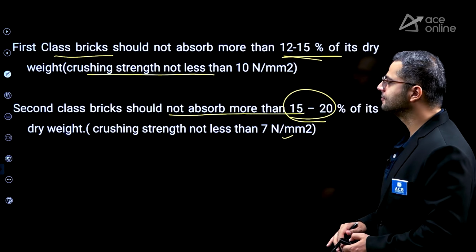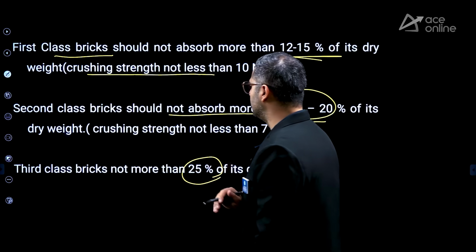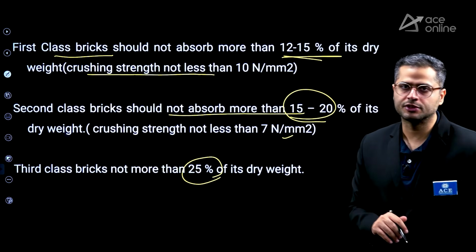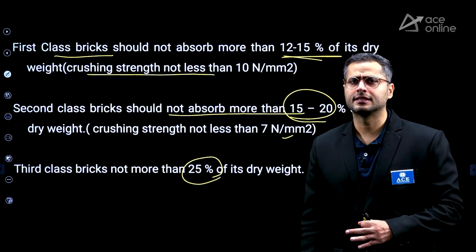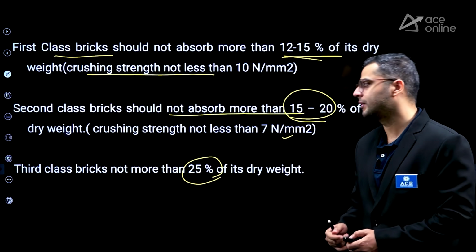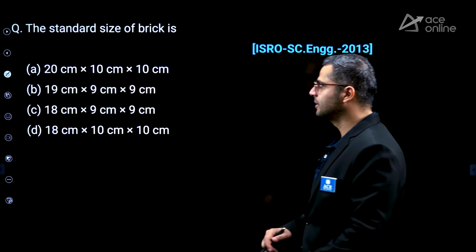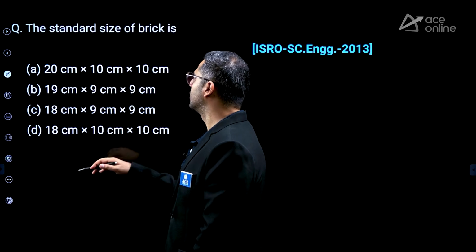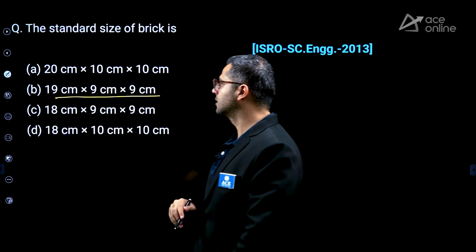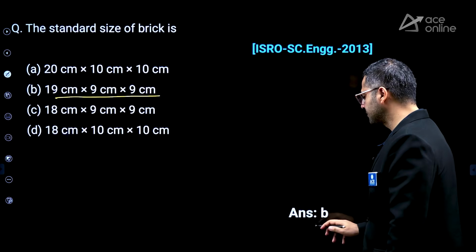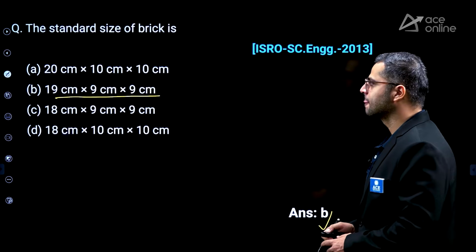Also keep in mind that third class bricks are there. Here the water absorption shall not be more than 25%. Though the strength is less for these kinds of bricks, they are floppy bricks, generally used for temporary structures. Apart from that, what is the standard size of a brick? Without the mortar, it is 19 centimeter by 9 centimeter by 9 centimeter. With the mortar, it will be 20 by 10 by 10.